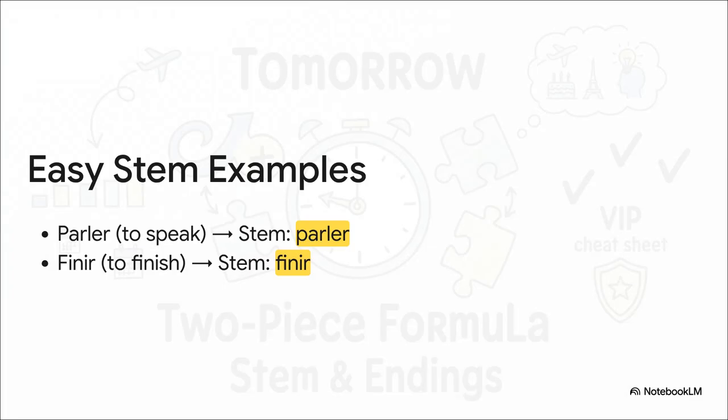Just look at this. The verb parler, to speak. Your stem is just parler. The verb finir, to finish. The stem is finir. So to say I will speak, you take that stem, parler, you add the je ending, ai, and you get je parlerai. See? Told you it was simple.